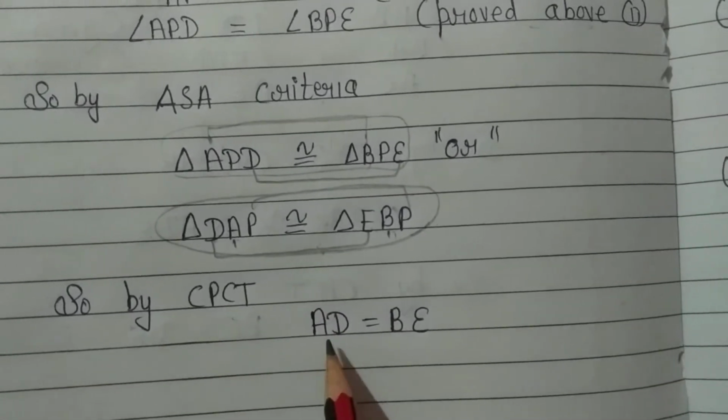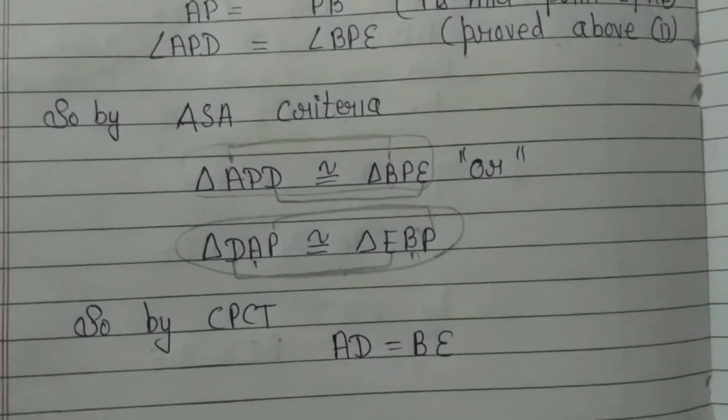Now by CPCT, AD is equal to BE. This was your second part.